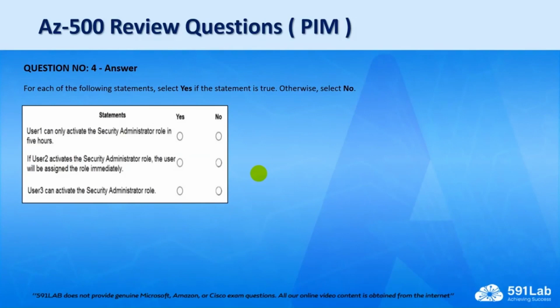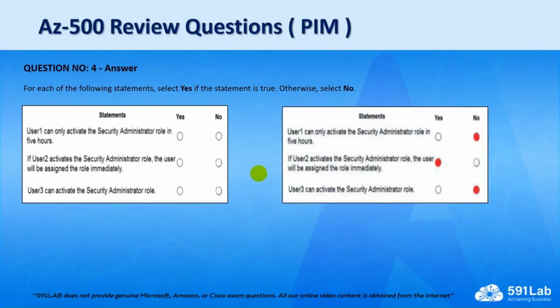So let's look at the answers. User 1 can only activate the security administrator role in 5 hours? No, it's not the limitation. User 2 activates the security administrator role, and is it going to be assigned immediately? Yes. User 3 can activate the security administrator role? Nope. Okay, I hope this explanation helps you to understand this question. Let's move to the next question.